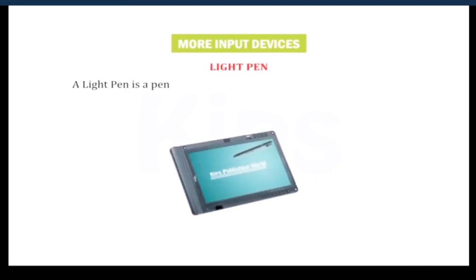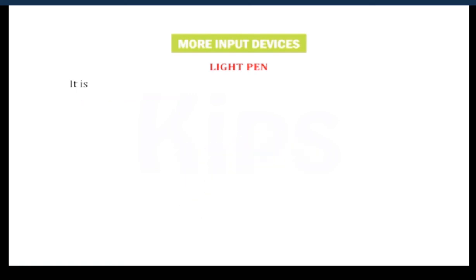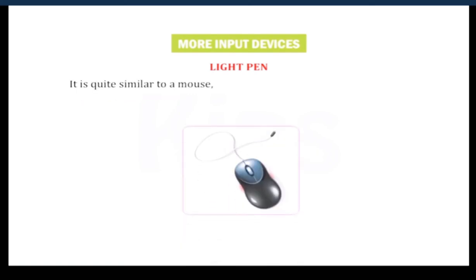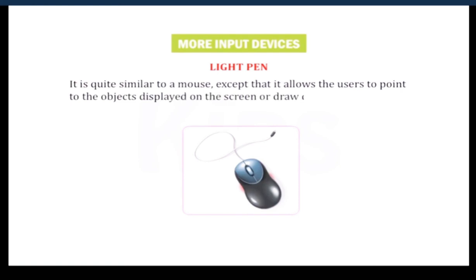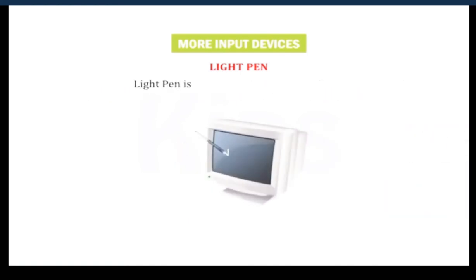Next, light pen. A light pen is a pen-like pointing device. It is used to select objects on the display screen. It is quite similar to a mouse, except that it allows the users to point to the objects displayed on the screen or to draw directly on it. Light pen is used only with CRT monitors.